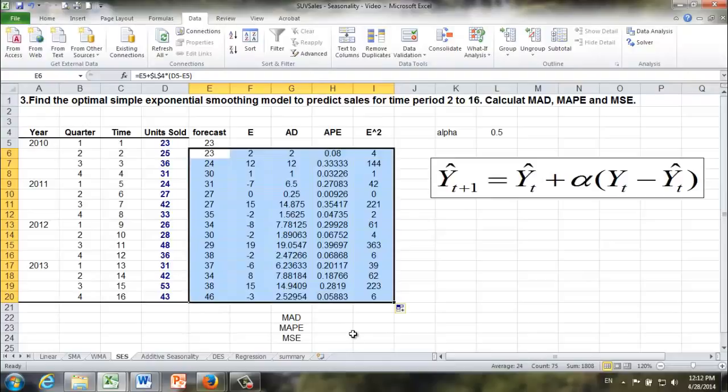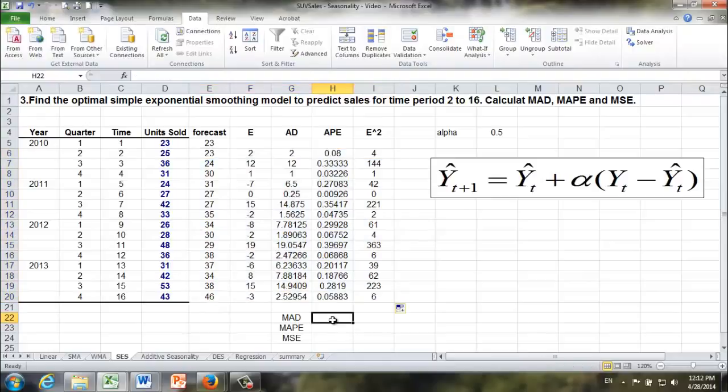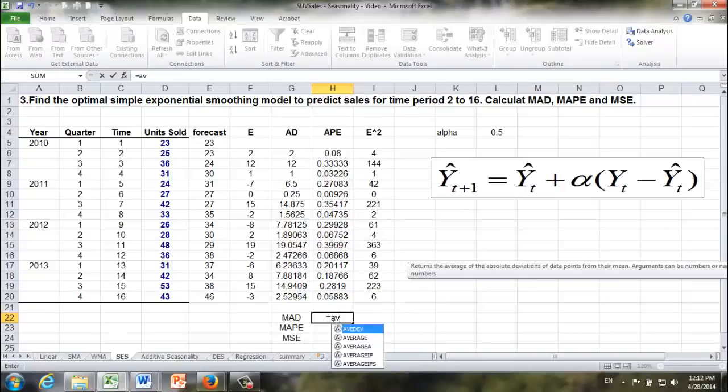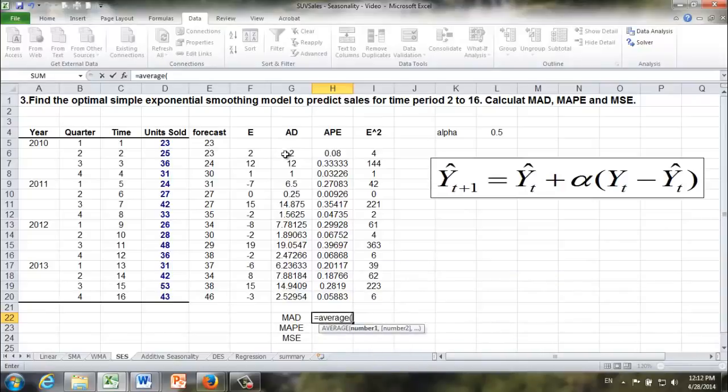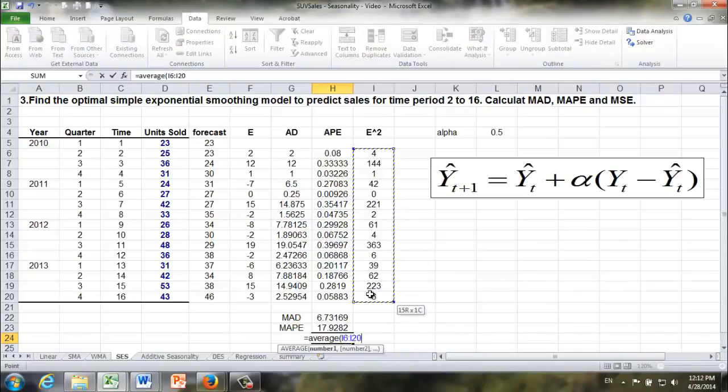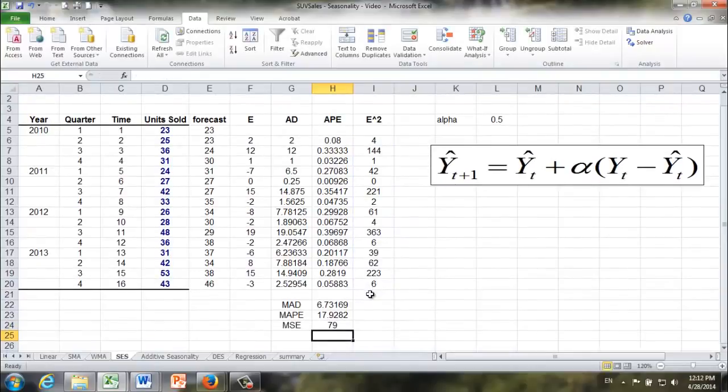Here it is. Alright, no surprise, we're going to calculate MAD, which is the average of all the absolute deviations. And MAPE is nothing but the average of all the APEs times 100. So here we get, on average, the forecast error is about 17.93% of actual sales. In the end, MSE is the average of all the squared forecast errors.